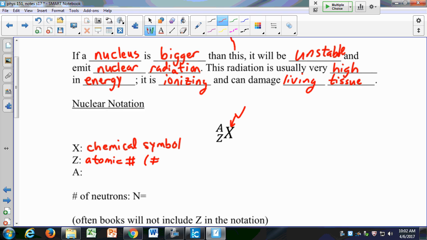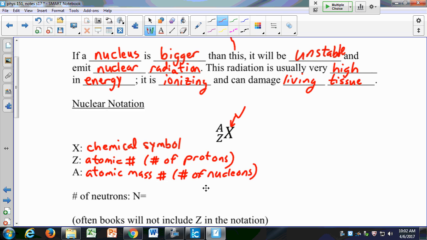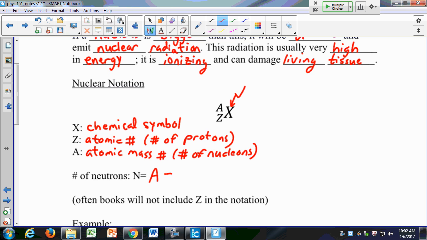This is the number of what? The atomic number, Z. It's the number of protons, right? And then A is going to be the atomic mass number. This is the number of nucleons, sort of. It's the number of nucleons. Remember, the nucleons include the protons and the neutrons. So you can get the number of neutrons, N. If you want the number of neutrons, N is equal to A minus Z.